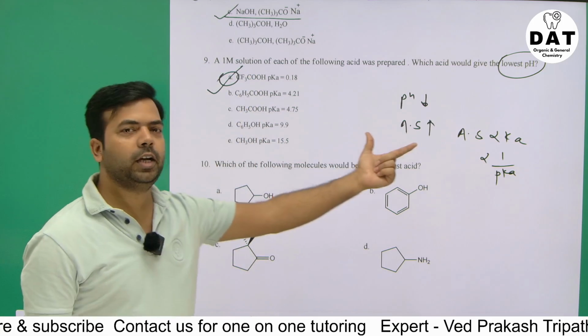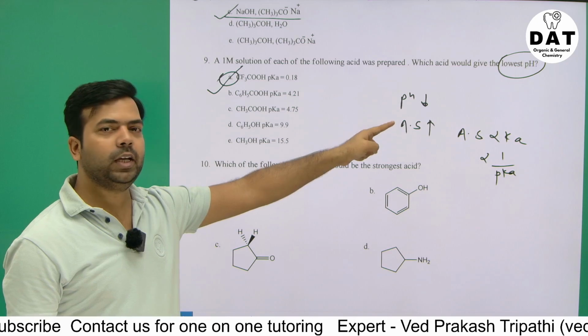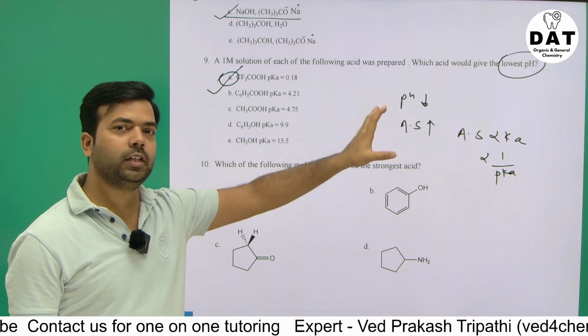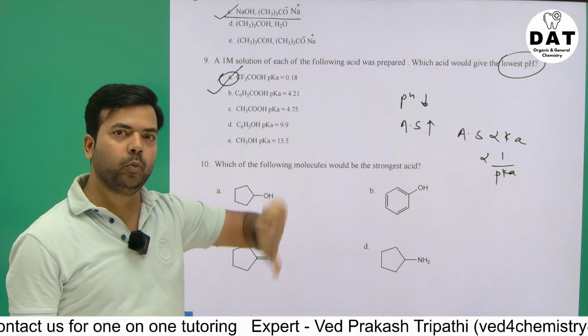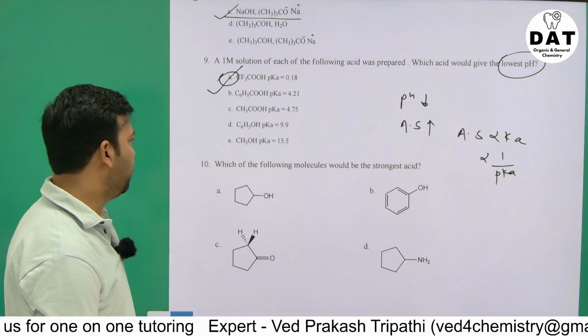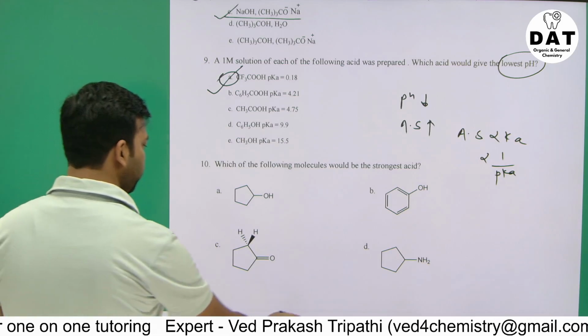So always correlate in this way. Clear? Low pH, strong acid. Strong acid, high Ka. High Ka, low pKa, and low pKa is only in option A. Now move to question 10.